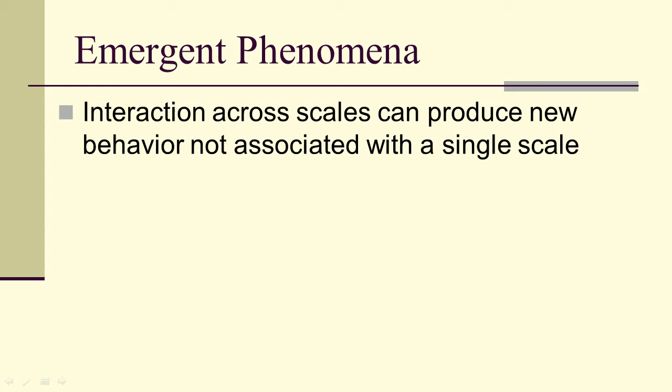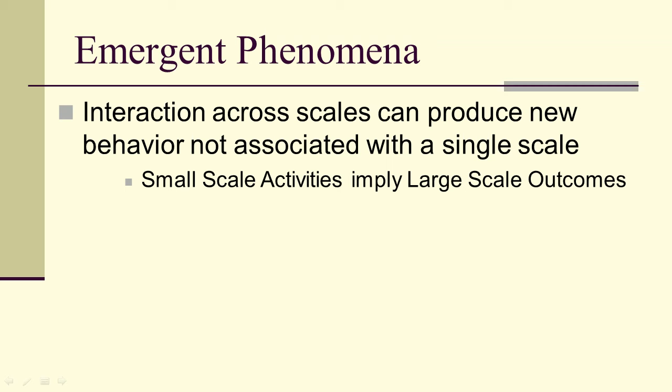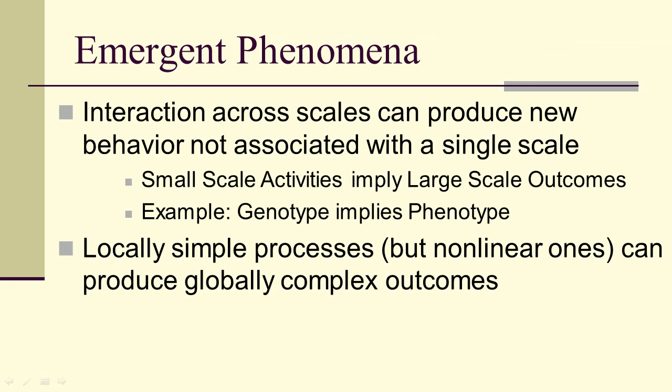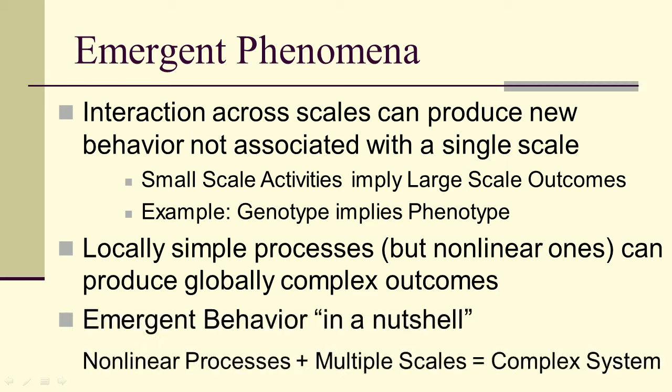Now, emergent phenomena. If we have multi-scale structures, then interaction across scales can produce new behavior not associated with a single scale. Small scale activities can imply large scale outcomes. Genotype can imply phenotype. Locally simple processes, they have to be nonlinear however, can produce globally complex outcomes. Emergent behavior in a nutshell comes from the fact that nonlinear processes plus multiple scales gives us complex systems.